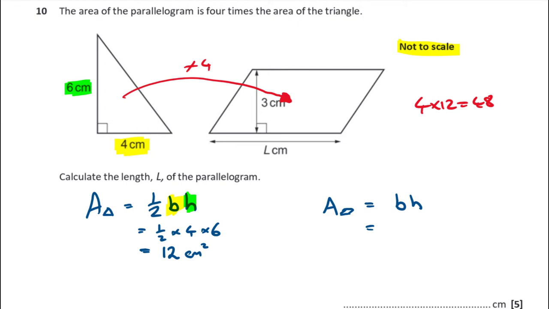Okay, so 48 is going to be equal to base, which I don't know, but I know is represented by the letter L, times h, which I do know. H is equal to 3. Okay, so subbing that in, 48 is basically going to be 3 lots of L, isn't it? L times 3, or 3L. Now to find L, all I've got to do is divide both sides by 3. That will just leave me with L on its own on the right, and then 48 divided by 3, that's 16, isn't it? So L is 16.